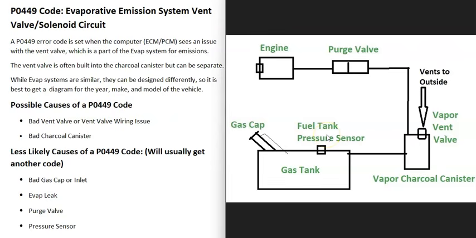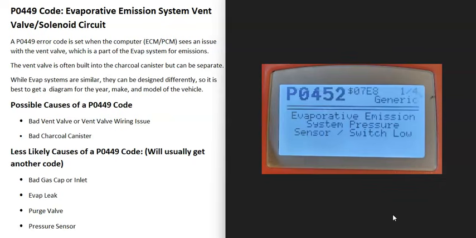There's also a pressure sensor built into these systems, so the computer can monitor whether or not there's a leak, and if everything's working correctly. But again, usually when those go bad, you're going to get another code. For example, if you're also getting a P0452 code, evaporative emission system pressure sensor switch low, then that would point to some kind of issue with that pressure sensor and that there is something else going on. For this reason, if you are getting other codes, be sure to pay attention to that.